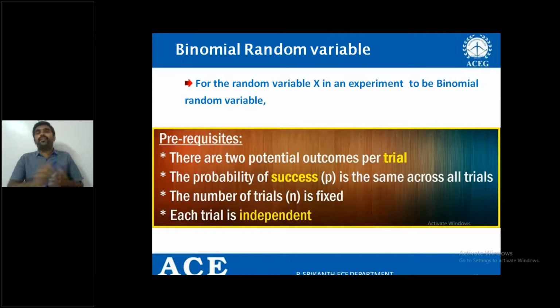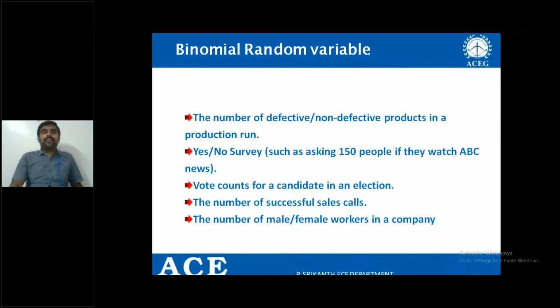It should not depend on the previous one, right? And these are the prerequisites for the random variable to be binomial. Here, coming to the applications of binomial random variable, in which area you can use this particular binomial random variable, or in which experiment you can consider the distribution as binomial, is nothing but application, right?